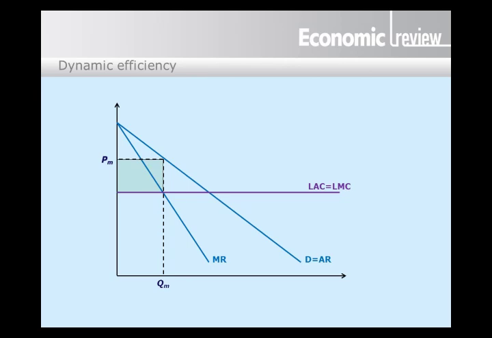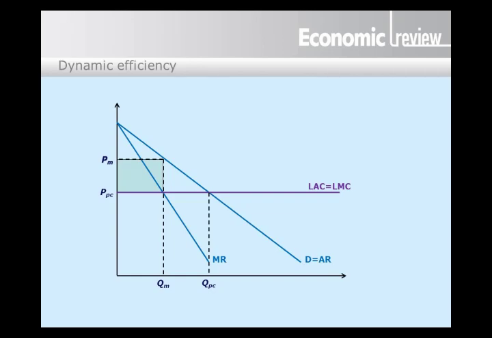Now this compares with perfect competition. If perfect competition faced the same cost conditions, then price would be set equal to marginal cost, so we would be at a price PC and quantity QPC. In this situation it seems that consumers are clearly better off under perfect competition. However, this is a static situation.